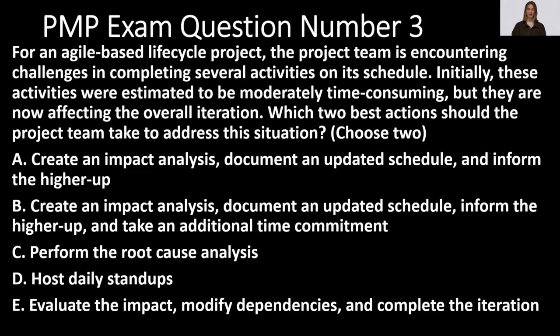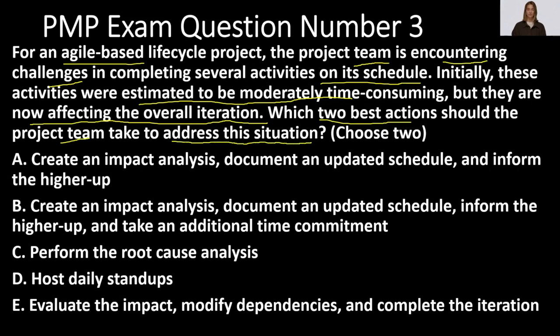The first line tells us that the Agile team is facing challenges in completing several activities on its schedule. The second line states that while these activities were initially estimated to be moderately time-consuming, they are now affecting the overall iteration. The last line asks for the 2 best actions the project team should take to address this situation. Let's go through all the options and select the 2 best actions the Agile team should choose.